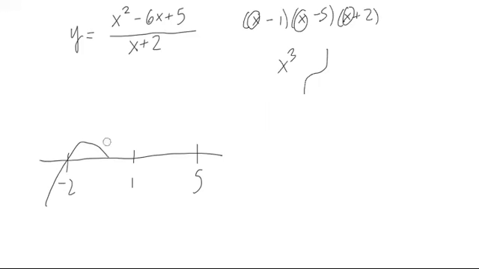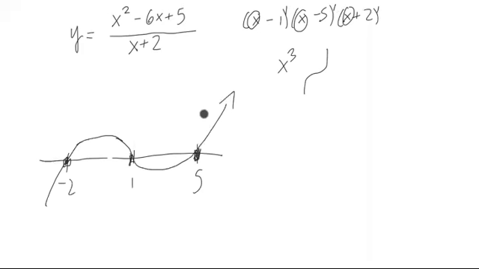Remember that we cannot cross the x-axis anywhere except at these portals, these doorways right here, places that make the numerator or denominator 0. So we have multiplicities of 1, so we're just shooting through each time. Okay, so this is what we're going to start working with.